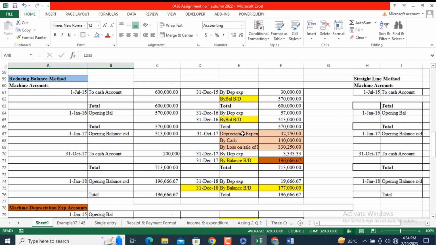So the total is the same. Now the year 2017 has started. The opening balance carried down from the last year, the closing balance of the last year, becomes the opening balance, and the rate applies as we are going to record the depreciation expense on the closing date. So we have sold this machine on 31st October, so we are going to record the transaction or journal entry on the 31st October 2017.